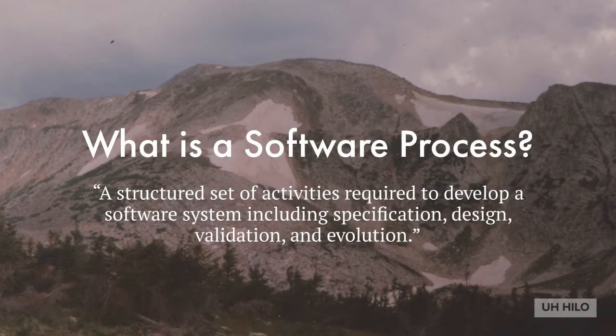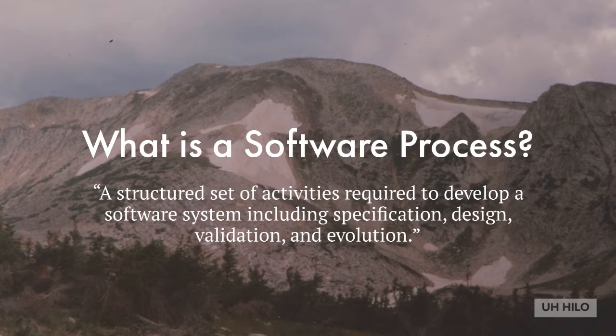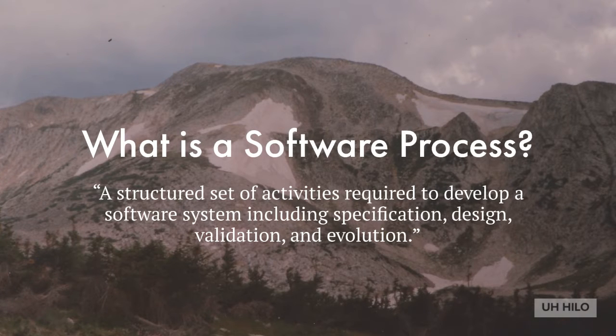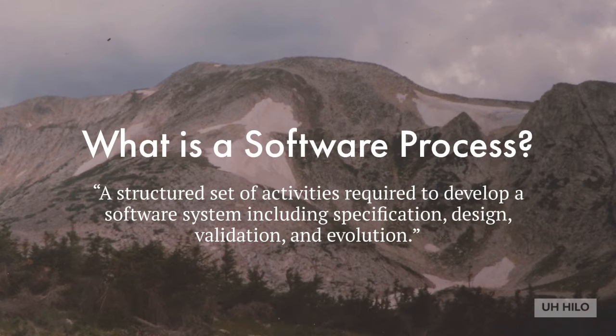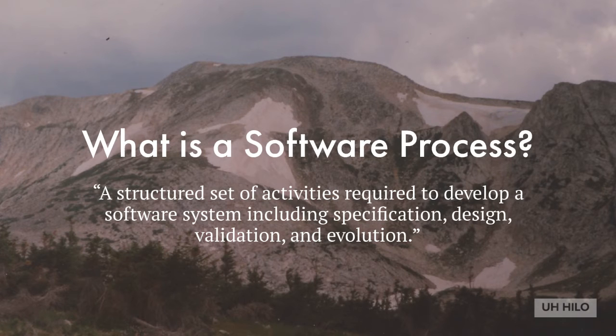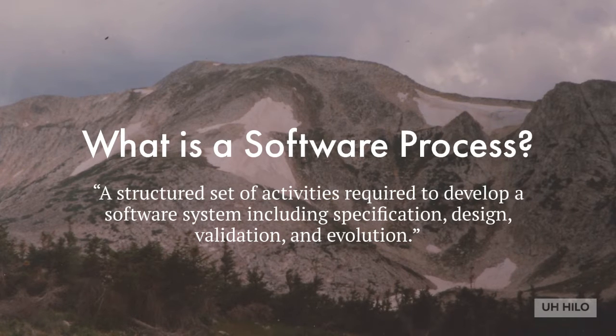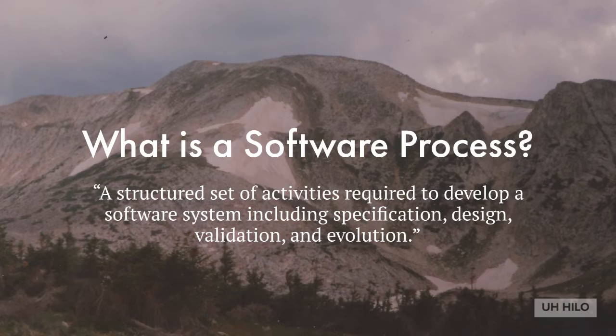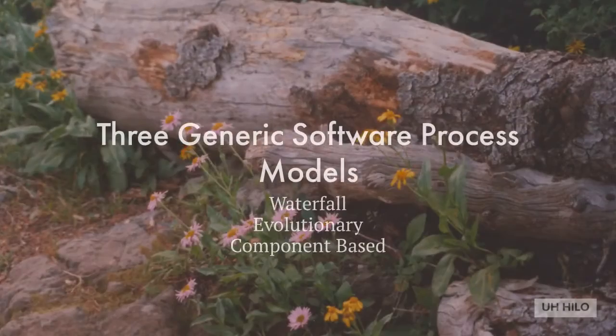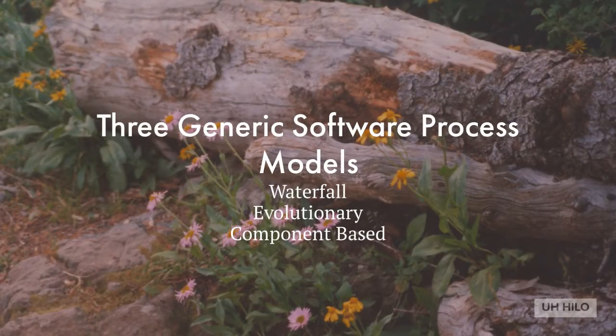Software process is a structured set of activities required to develop a working software system. These activities include specification, design, validation, and evolution. We use software process models to provide an abstract representation of the process. Here we have the three generic software process models.